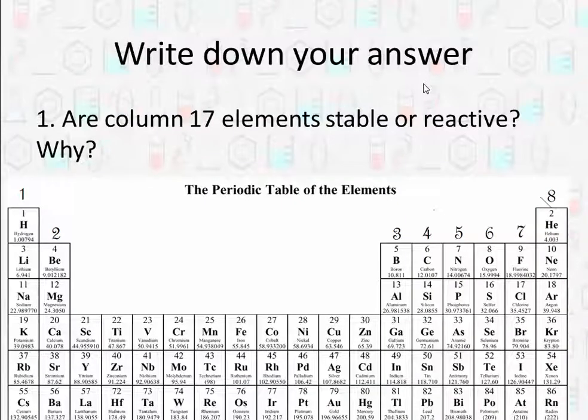So, keeping that in mind, after I ask this question, go ahead and pause and write down your answer. Feel free to use any of your resources. Are column 17 elements stable or reactive? Here's column 17 right here with 7 valence electrons. So take a moment to pause and write down your answer.